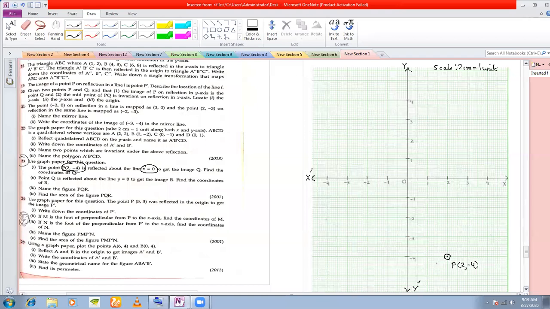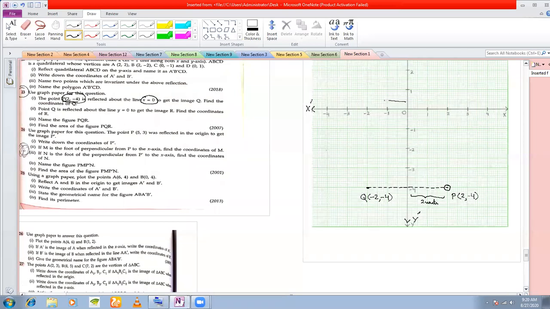So how to get the image of P under reflection in the y-axis? You drop a perpendicular from here. What is this distance? This distance is 2 units. So you take 2 units from the other side also, extending this line. So you get the image Q. And what is the coordinate of this? (-2, -4).